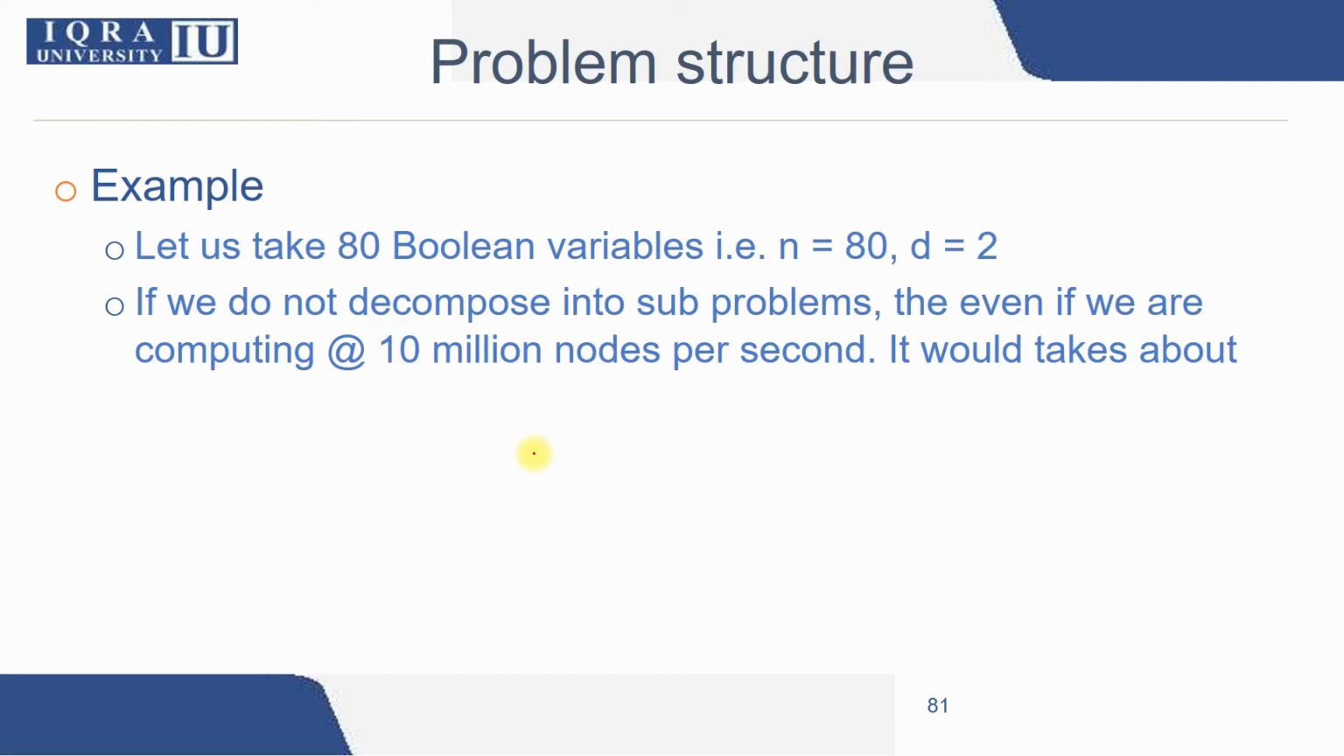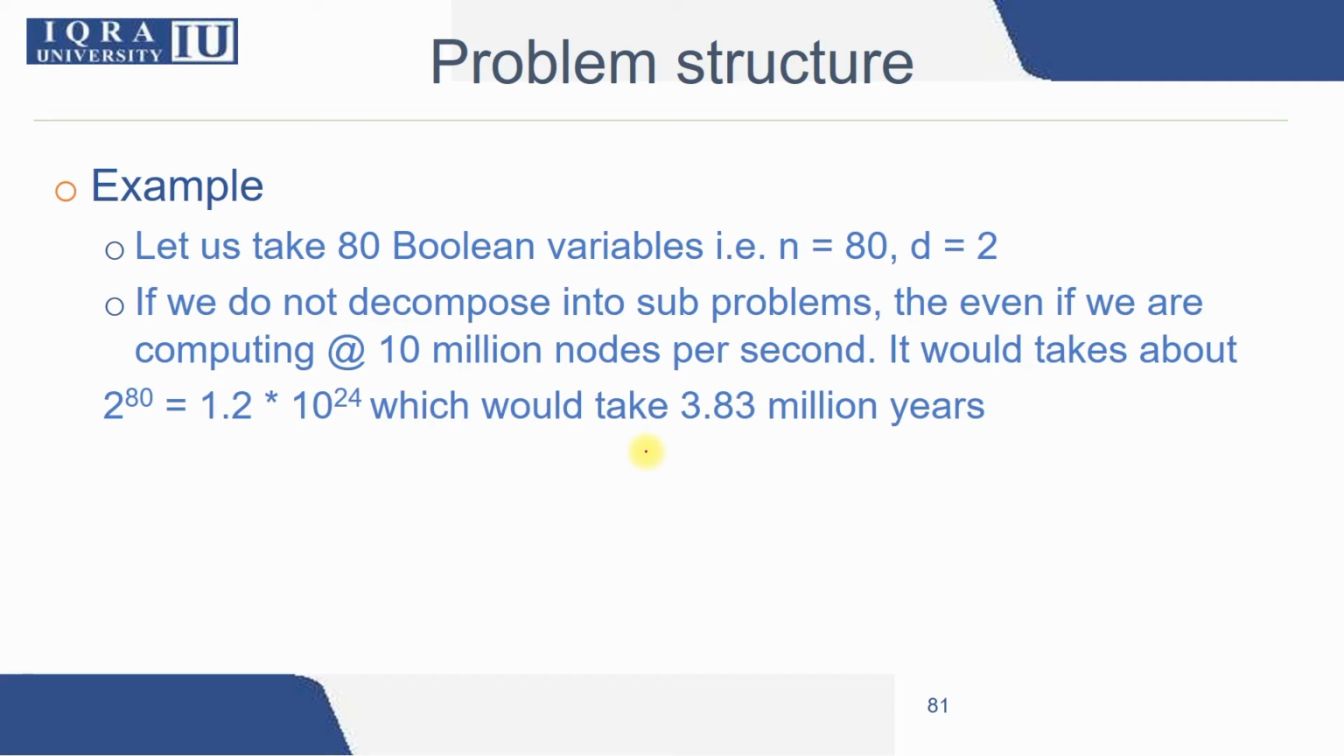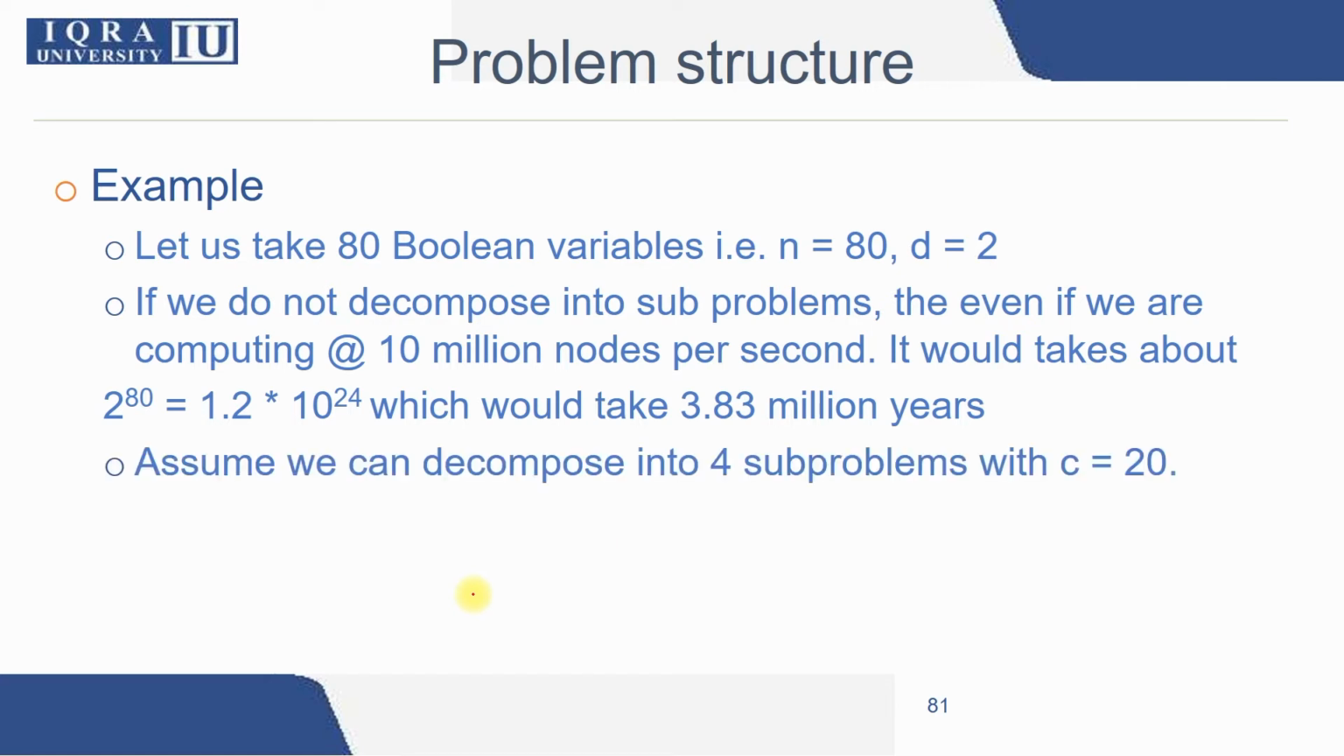Let me show you why this matters so much. Let's suppose you have 80 Boolean variables. If you do not decompose the problem, and you are computing about 10 million nodes per second, which is quite fast, it would take about 3.83 million years to solve. I do not know about you, but I do not have this kind of time. But if we realize that this 2 to the power 80 can be divided into 4 subproblems of 2 to the power 20 each, then it would require only about 0.4 seconds to solve. If we can extract these clean independent structures from our original problem, we can solve them very quickly.